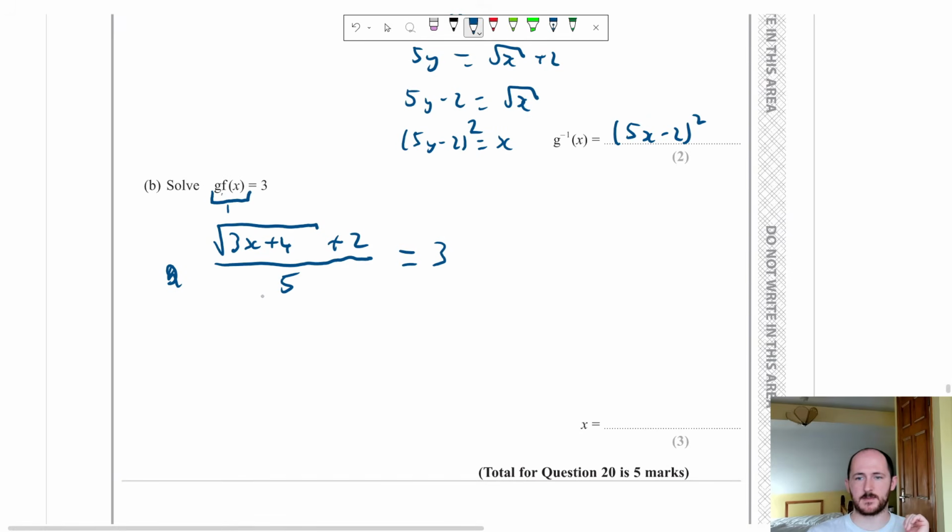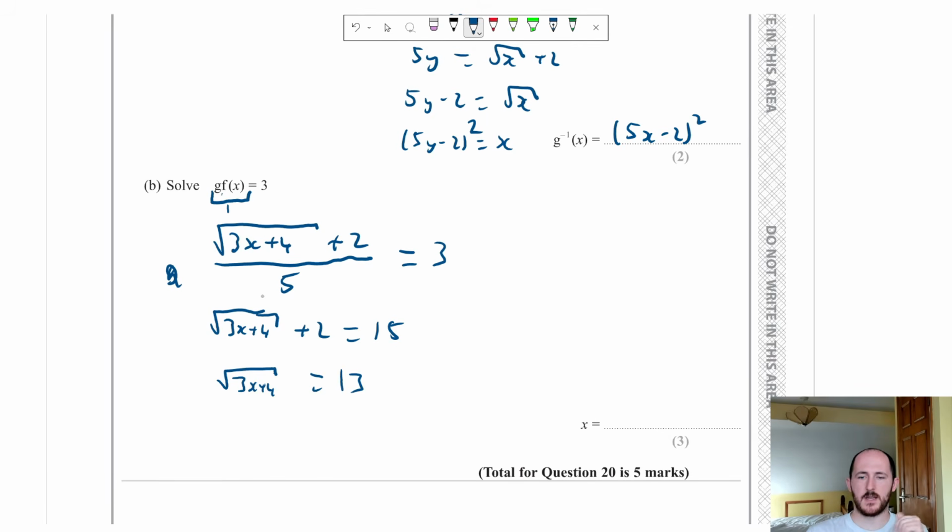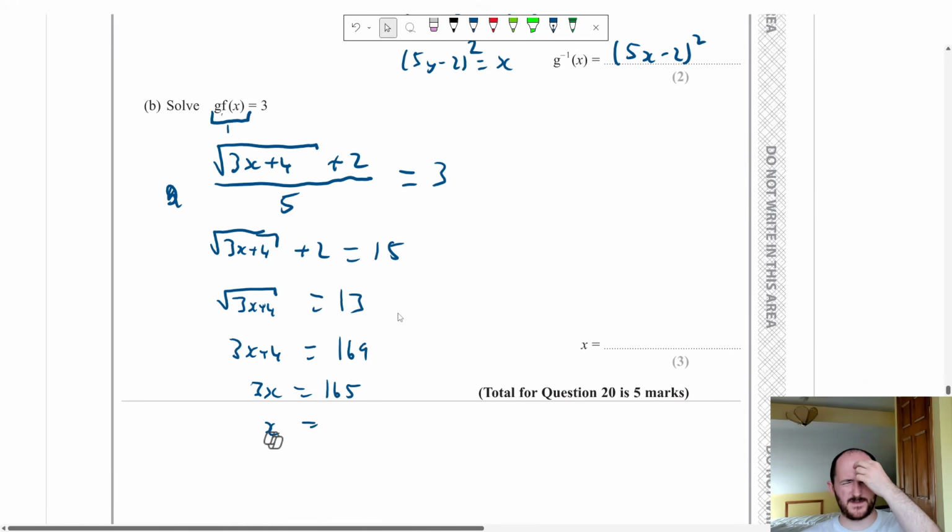So times both sides by 5. I get root 3x plus 4 plus 2 equals 15. Minus 2 from both sides. Root 3x plus 4 equals 13. Square both sides. 3x plus 4 is 169. Minus 4, divided by 3. What is that divided by 3? That would have to be 55, wouldn't it?